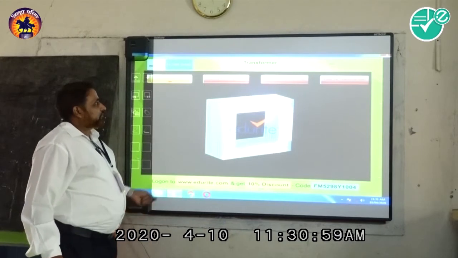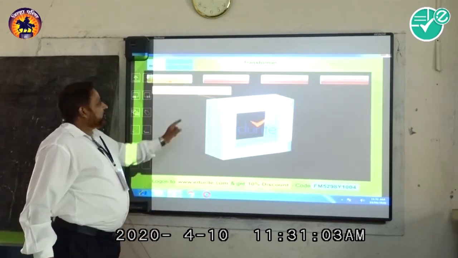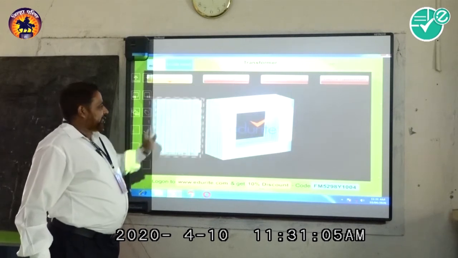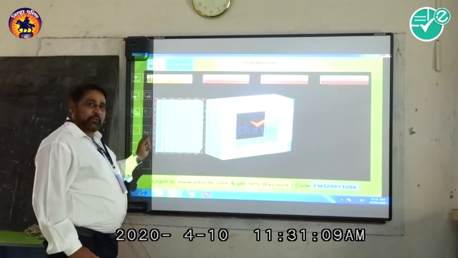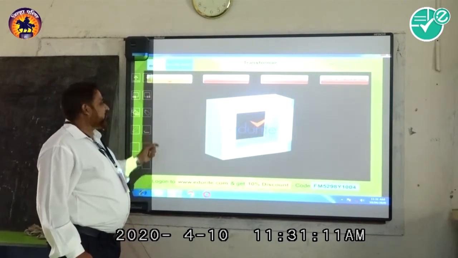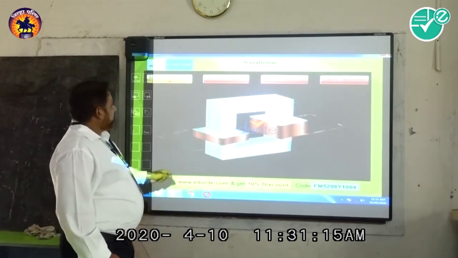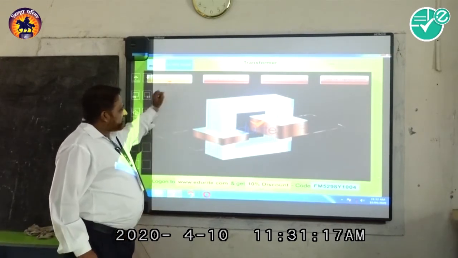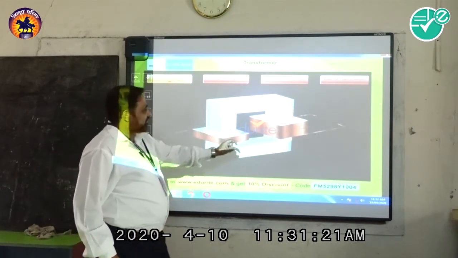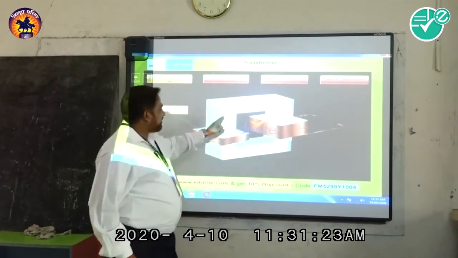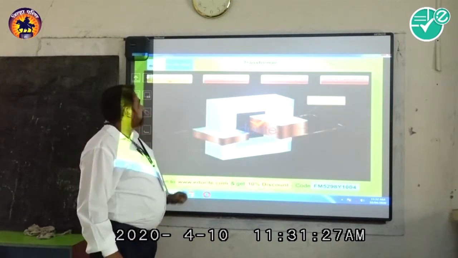Now see, the regular soft iron core is there. A transformer consists of all these things. I am talking about the construction of a transformer. For the construction of a transformer, these are the primary windings, these are the secondary windings, and they are wound over a soft iron core.